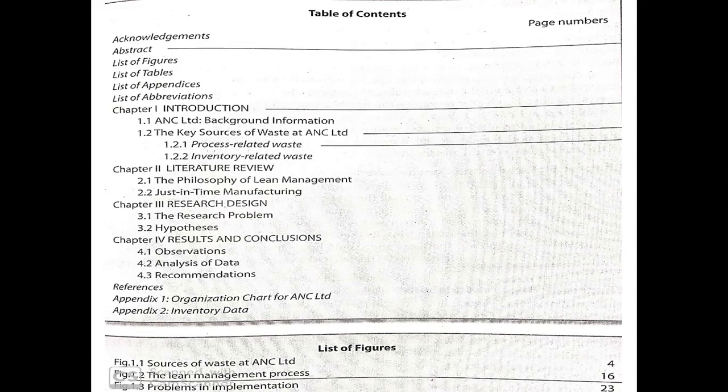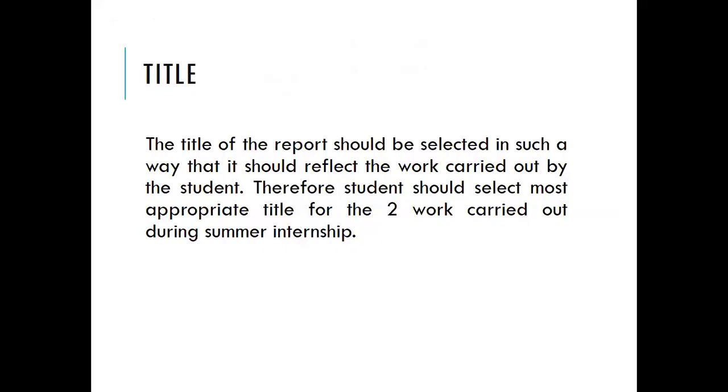As I said sometime back, introduction is the first chapter, literature review is the second chapter, research design or your methodology is the third chapter, results and discussions or results and findings all put together becomes your fourth chapter, and references and appendix, as I said sometime back, is how it has been shown. So we move on to the next.